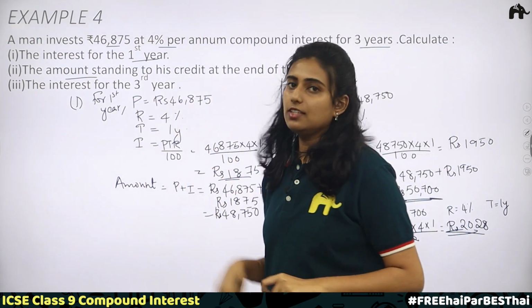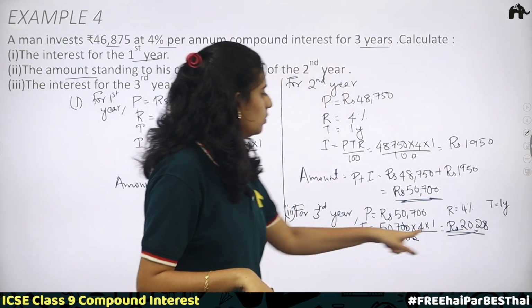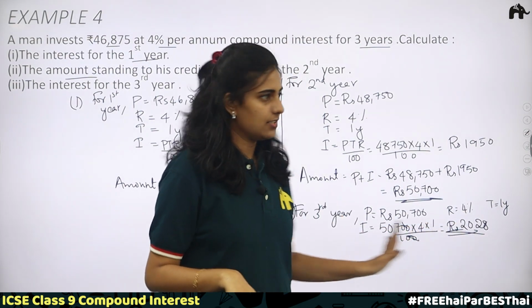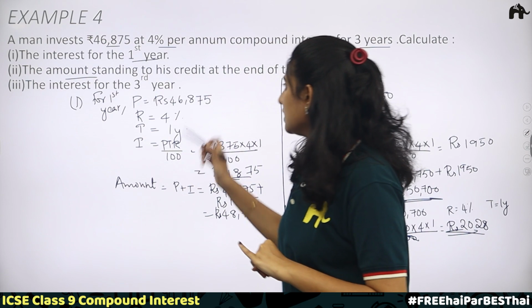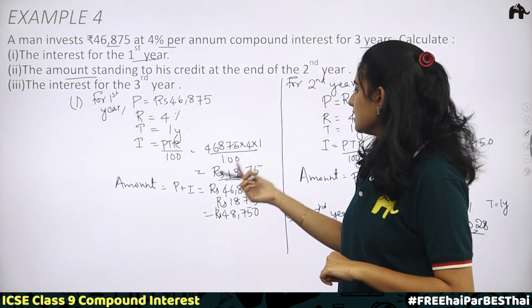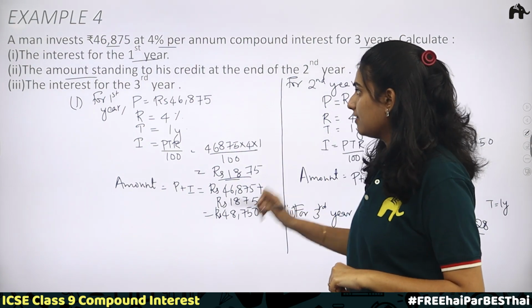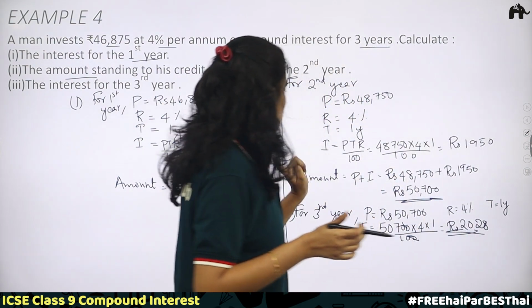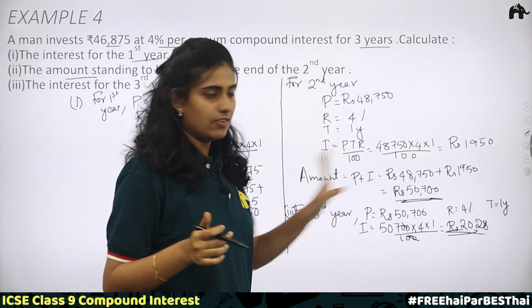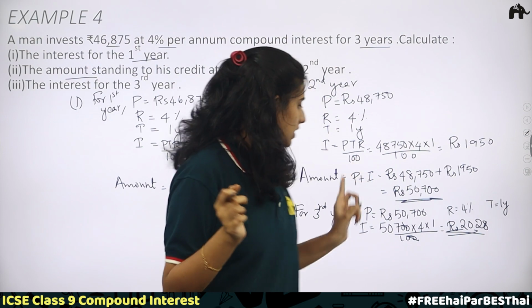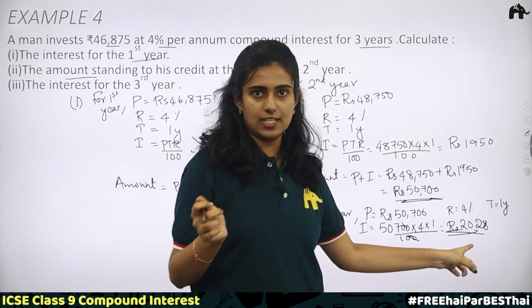Okay, so here we are asked to find only the interest, not the amount. The interest for the third year. Interest for third year will be equal to rupees 2,028. So the first part of the question, the interest for first year is rupees 1,875. The amount standing to his credit at the end of second year is rupees 50,700. And the third part of the question, the interest for third year is rupees 2,028.